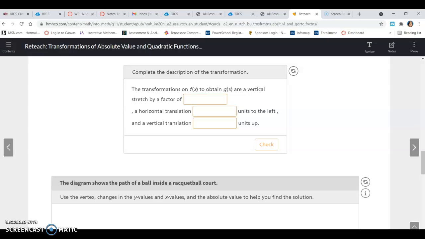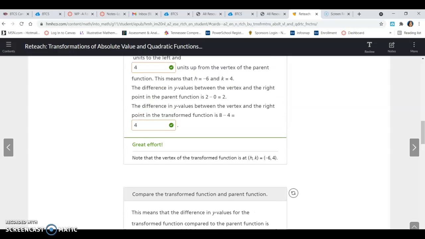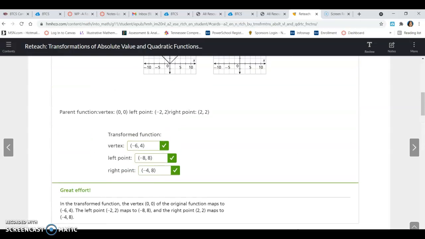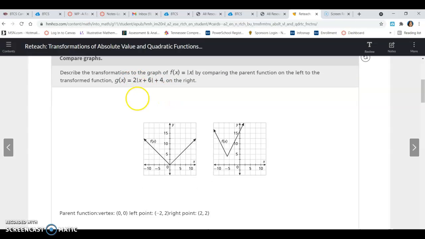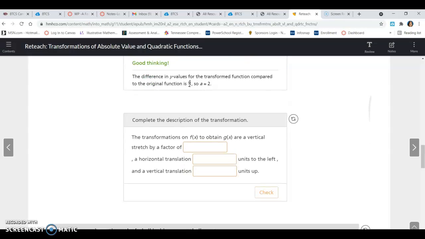All right, it says complete the description of the transformation. The transformations of f of x to obtain g of x are a vertical stretch by a factor of, you can see right here it has a factor of 2. So g of x equals 2 times the absolute value of x plus 6, plus 4. That 2 is your factor.